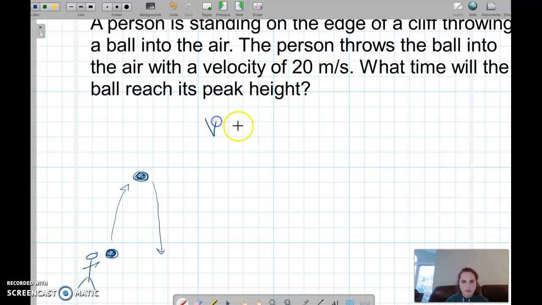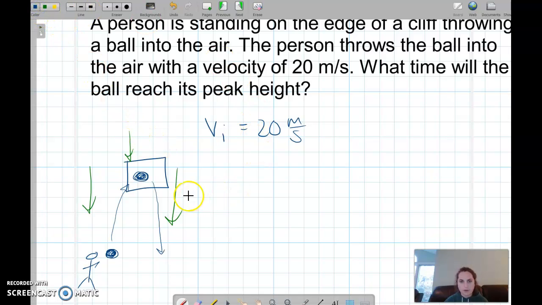We start with a velocity. We are given a velocity here of 20 meters per second. The person throws the ball into the air with a velocity of 20 meters per second, so this would be our initial velocity. The ball was starting with 20 meters per second of velocity. Now it's super important to note what happens at the peak height of this ball. The acceleration stays the same throughout the entire motion. So let's draw on that acceleration, always acting down on that ball. Our acceleration is the acceleration due to gravity, which is g. So g is constantly working down on that ball.